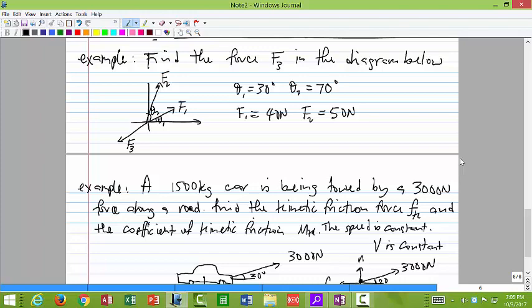If you finish the first one, go ahead and start doing the second one also. Is it 20 degrees? Yes, 20 degrees.